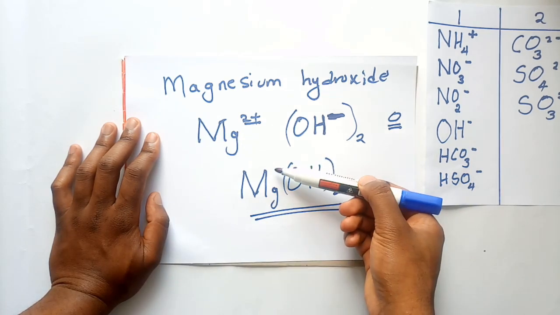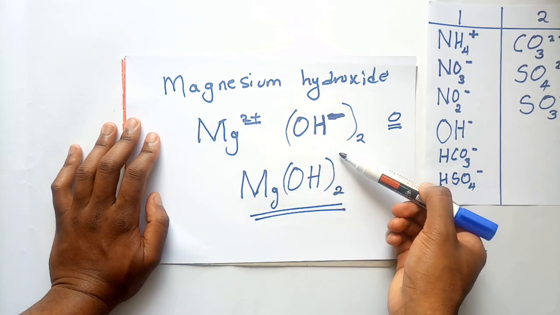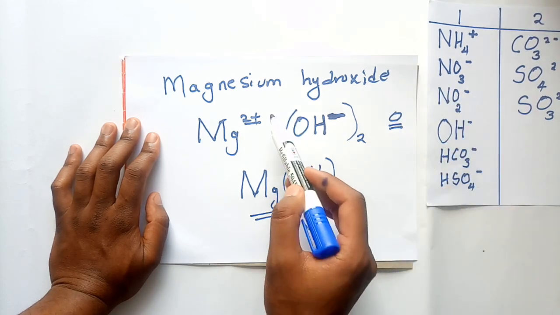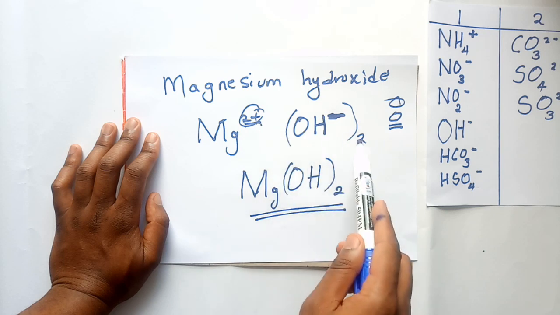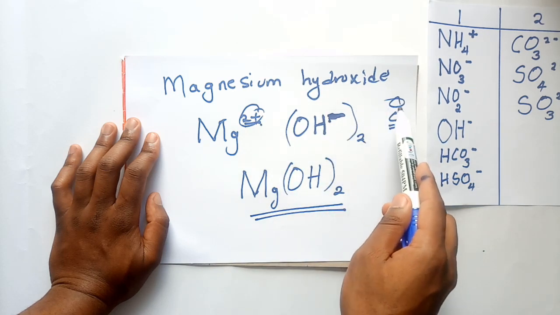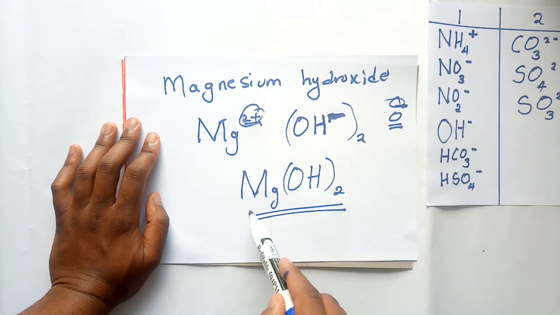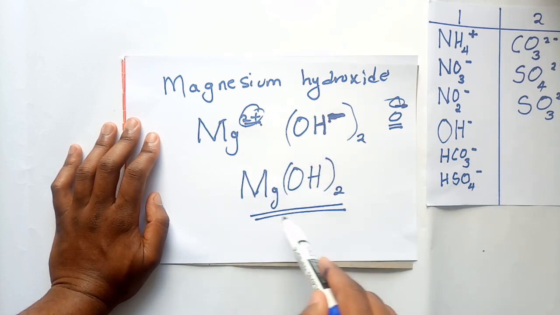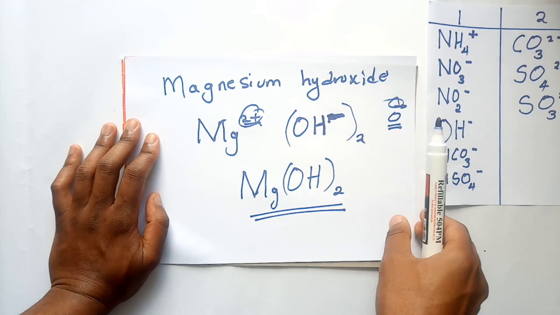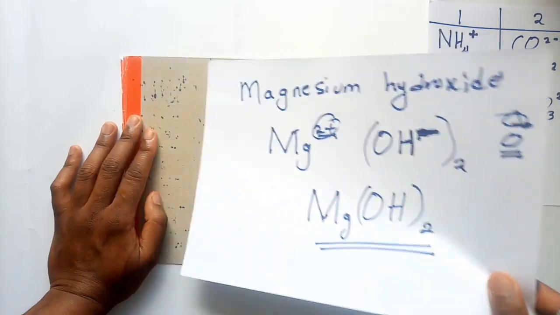Remember, the charge of magnesium and that of hydroxide have gone. Why? Because we have added them, 2 plus and 2 minus, to get 0. So when writing the formula, there is no charge. The compound has no charge. So that is magnesium hydroxide. I hope that we are getting on well.